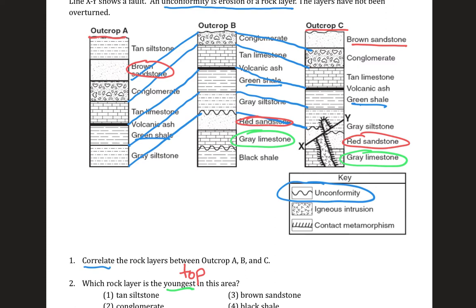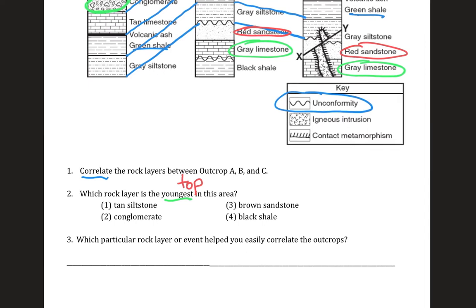we know that the absolute youngest rock layer can't be conglomerate, because the conglomerate isn't the youngest rock layer in outcrop A. And it can't be the brown sandstone in outcrop C, because that is not the youngest one in outcrop A. It has to be for all of them. So the best answer, I think, is tan siltstone, because that is the absolute top layer in all of these rock outcrops. So when we come down here, we see that tan siltstone is an answer choice.